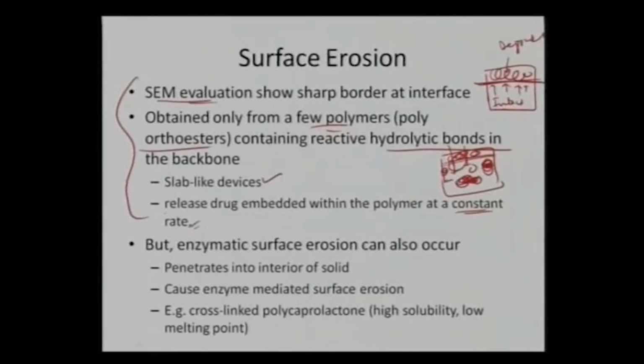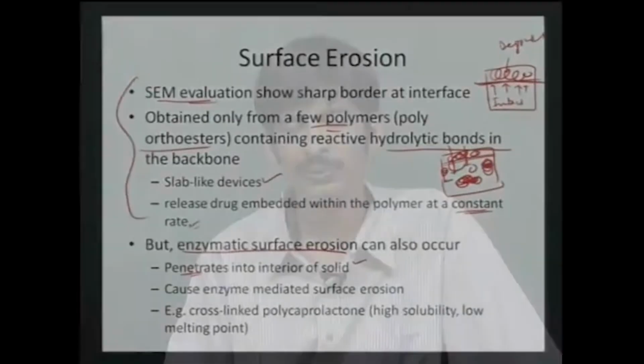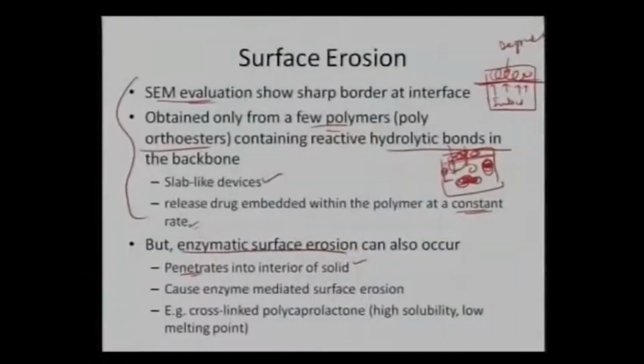But that may not be the case all the time, because enzymatic surface erosion can also occur. In the presence of certain enzymes, they can penetrate into the interior of the solid. When enzymes penetrate, they tend to absorb some more water and can mediate the surface erosion. Such as in the case of cross-linked polycaprolactone, though it has a high solubility and low melting point, enzymatic activity can occur in the cross-linked polycaprolactone.